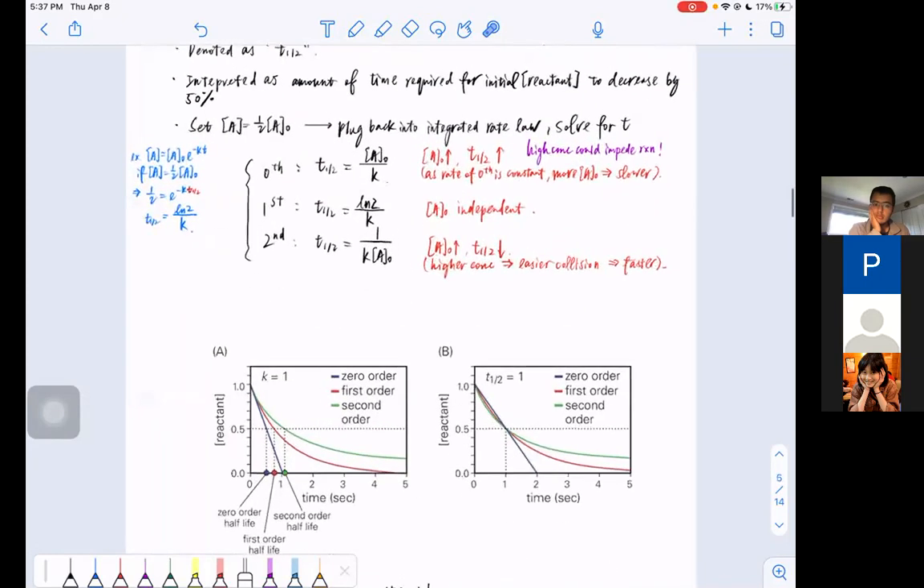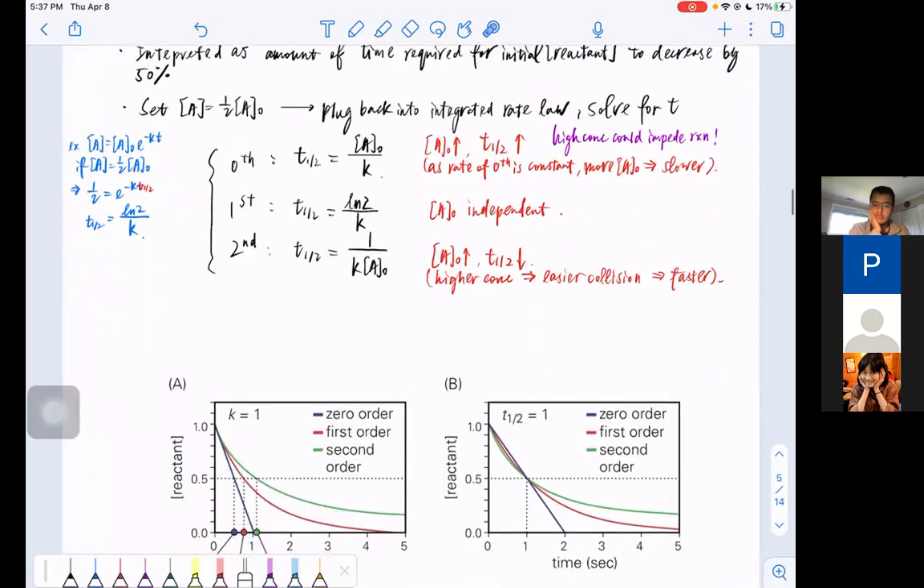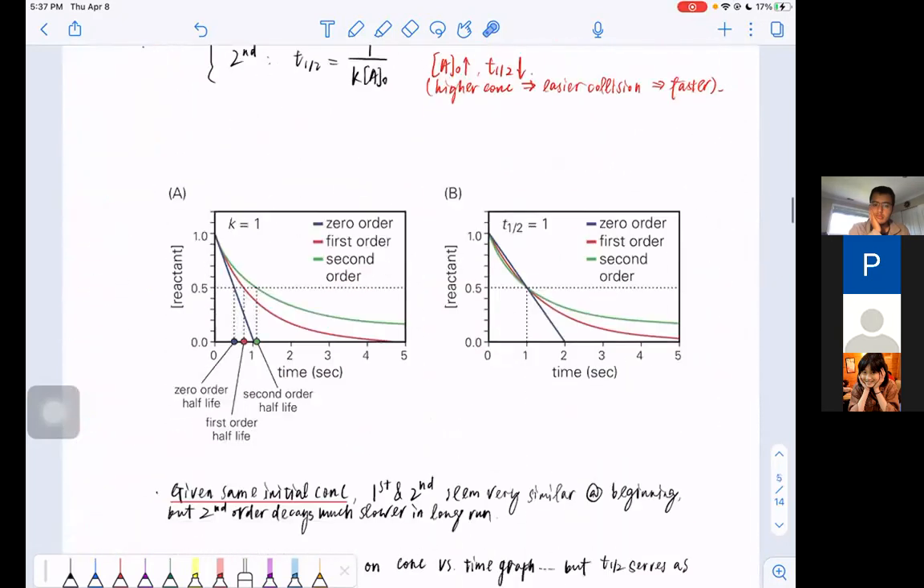What I want to say is that the half-life is just a special point on the integrated rate law graph, which is the concentration versus time graph. It is the point corresponding to half of the initial concentration.